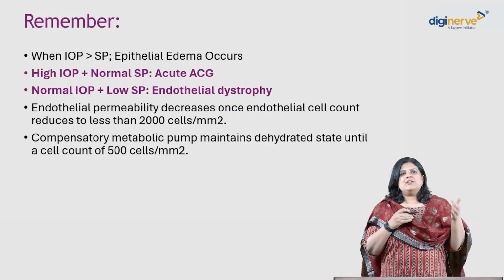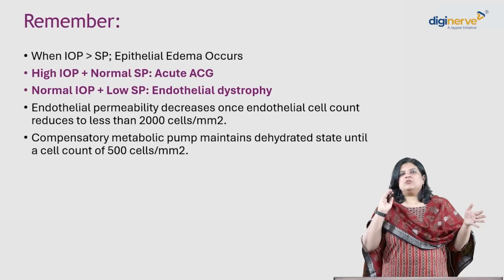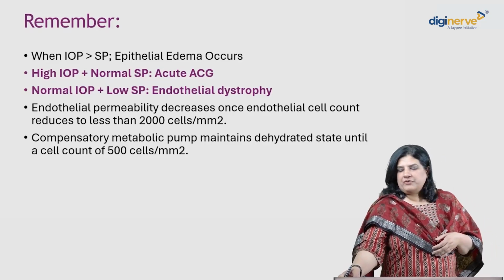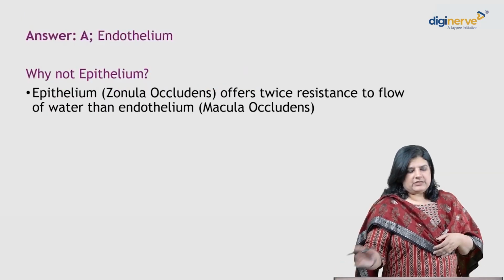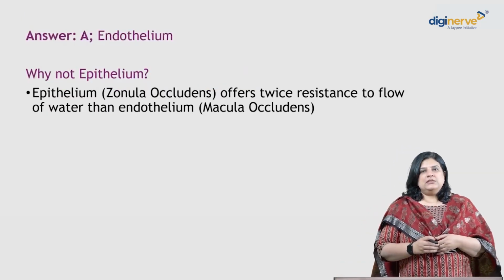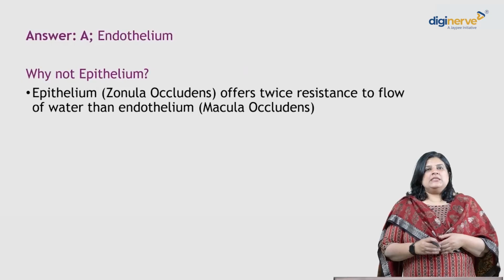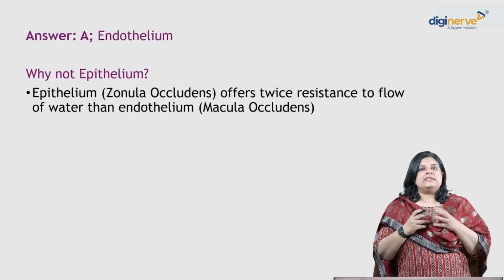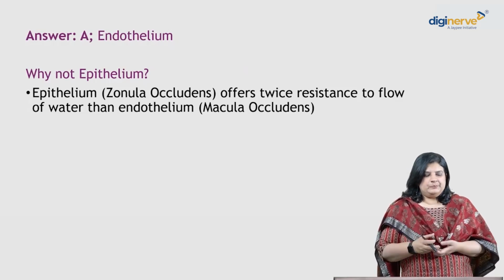So as long as you have 2000 up until 500 cells per millimeter square, the cornea will try to fight against getting edematous. So here our answer is endothelium. It is the endothelium which is protecting the cornea from getting very, very edematous.